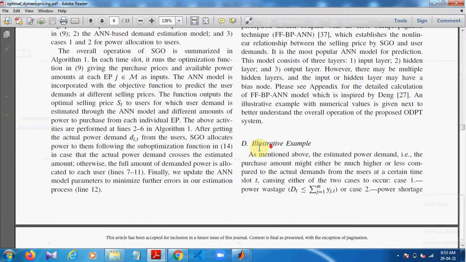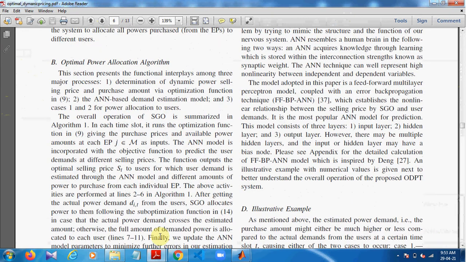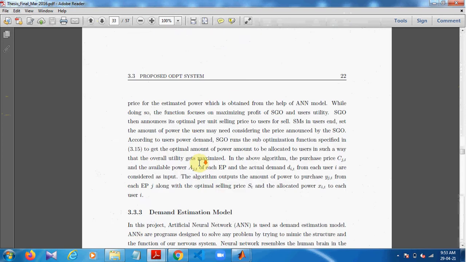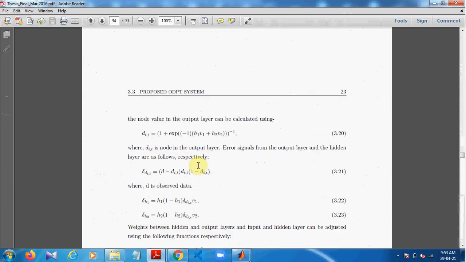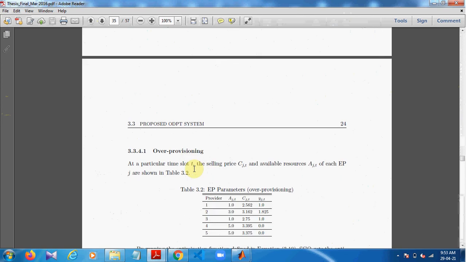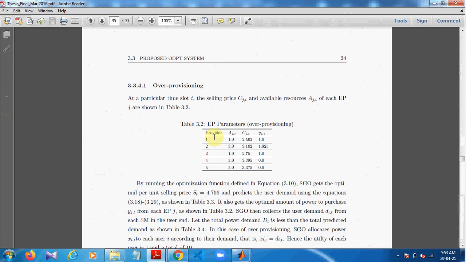So we'll see an example. I'll show a thesis for that, wherein all the equations and everything are interpreted. We'll see an illustration. We have taken two cases. Case number one is over provision. That means based on the user demand, we have done over provision of the parameters. So we have taken these parameters here.